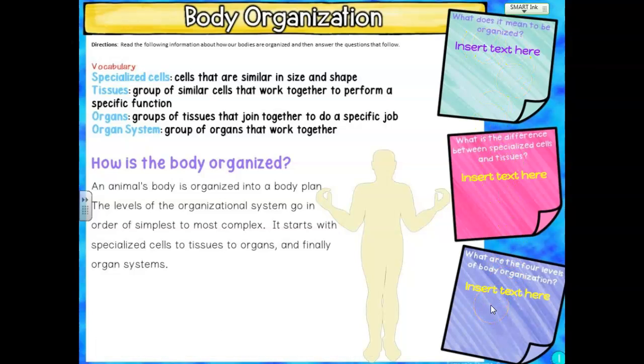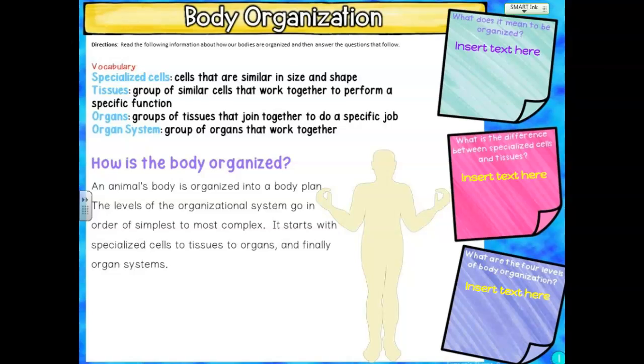So for example, this slide says read the following information about our bodies and how they're organized and answer the questions that follow. It tells us what a specialized cell is, a tissue, an organ, and an organ system there under vocabulary. And then under how is the body organized, it says an animal's body is organized into a body plan. The levels of organization system go in order from simplest to most complex. It starts with specialized cells to tissues to organs and finally organ systems.